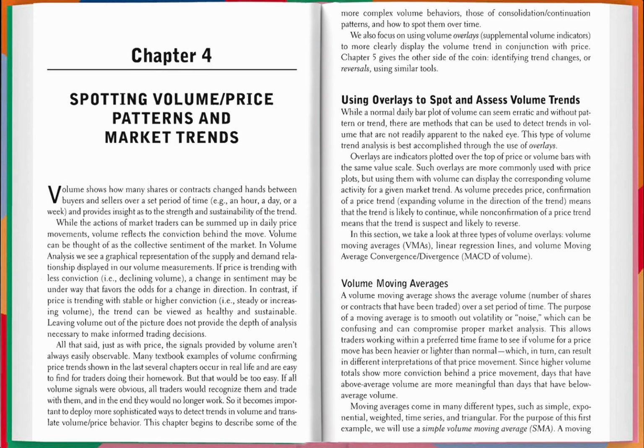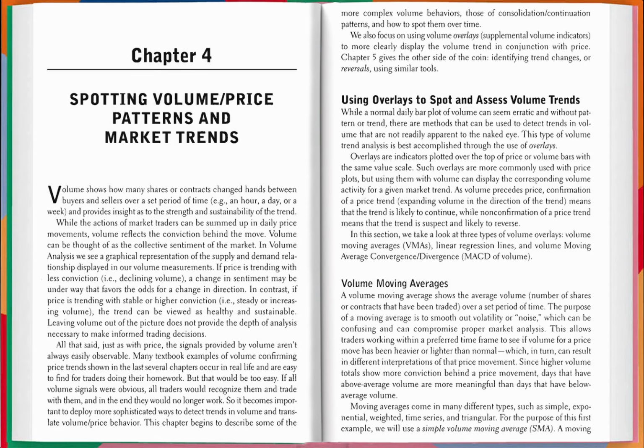Volume moving averages. A volume moving average shows the average volume, number of shares or contracts, that have been traded over a set period of time. The purpose of a moving average is to smooth out volatility or noise, which can be confusing and can compromise proper market analysis. This allows traders working within a preferred time frame to see if volume for a price move has been heavier or lighter than normal, which, in turn, can result in different interpretations of that price movement. Since higher volume totals show more conviction behind a price movement, days that have above average volume are more meaningful than days that have below average volume.